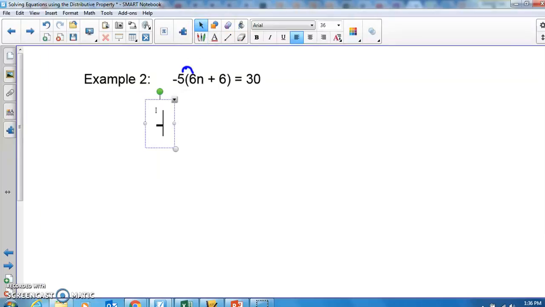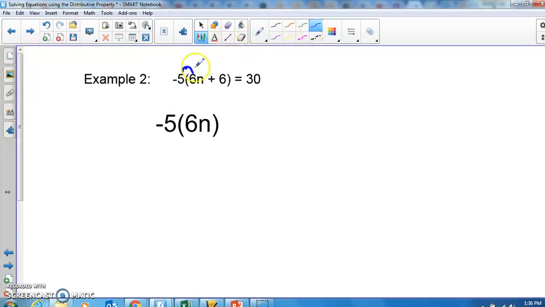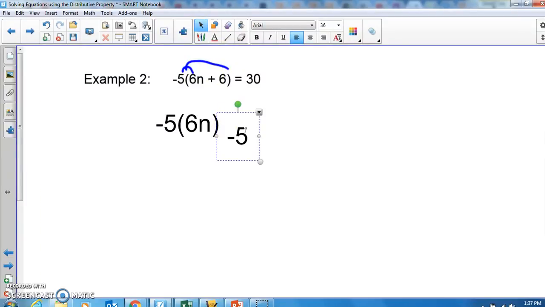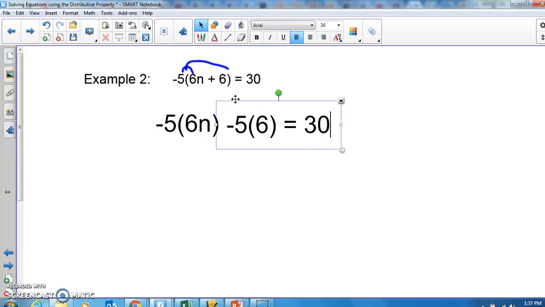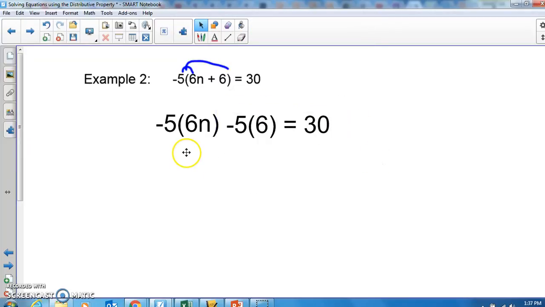I'm going to say negative 5 times 6n, and then I'm going to take that negative 5 and distribute it to that positive 6. So I'll have a negative 5, which I'm going to say minus 5, times a positive 6 equals 30. All right. So I took care of showing the distributive property.